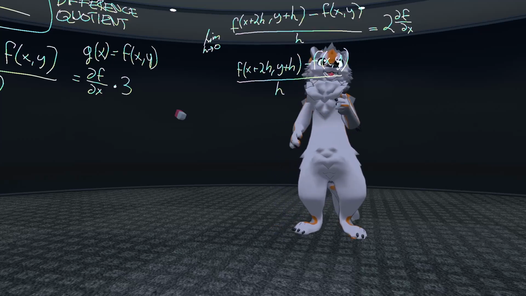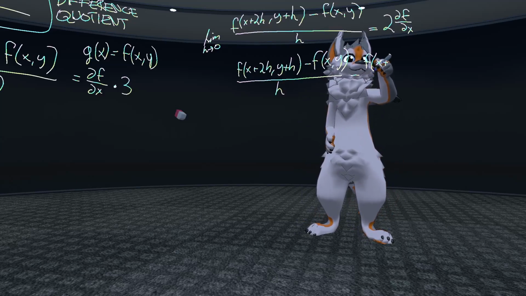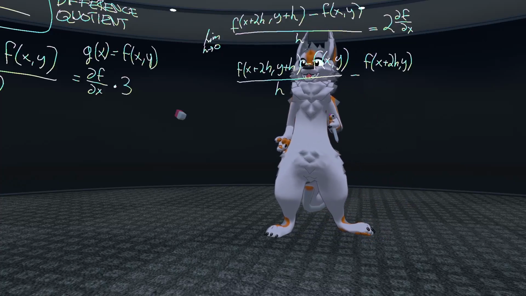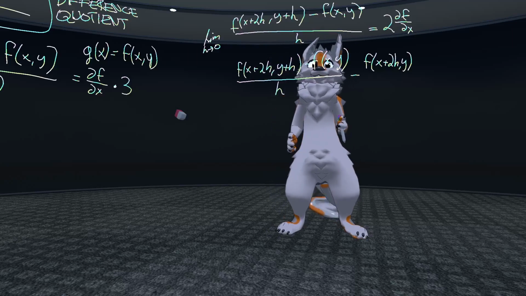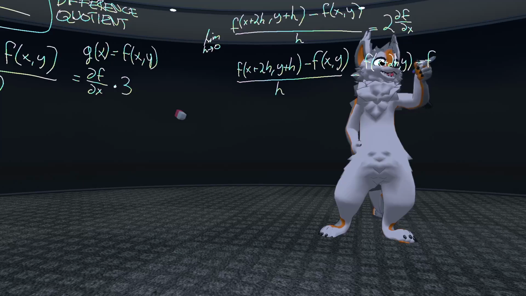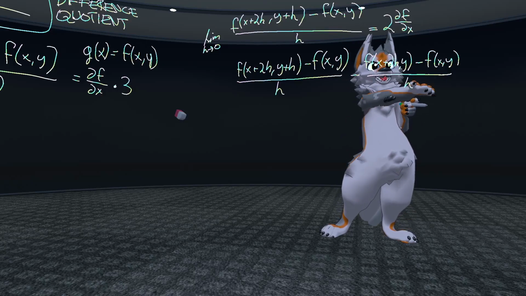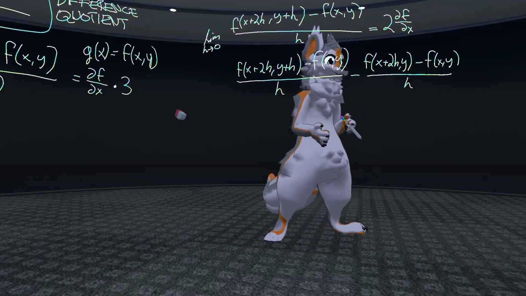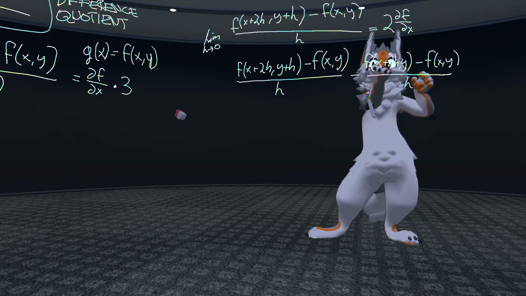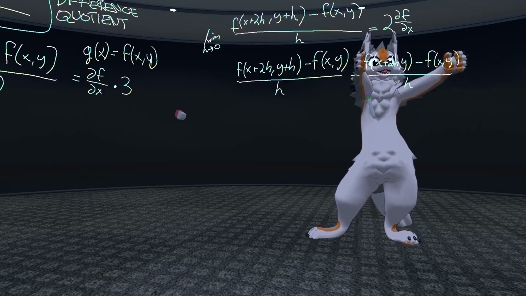Now, what if we thought about what do we need to add to just the x plus 2h situation? I'm running out of space. How do I do this? The x plus 2h situation, so this thing. What do we need to add to this thing to get this thing? So this expression, we know that this is 2 times the partial derivative of f with respect to x, because we have this 2h here.